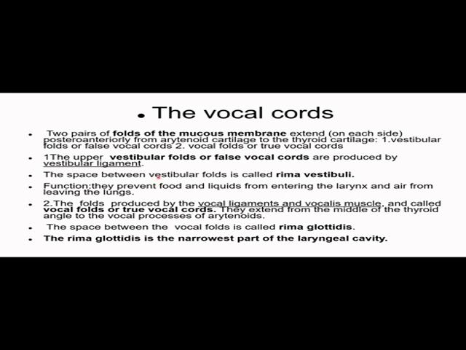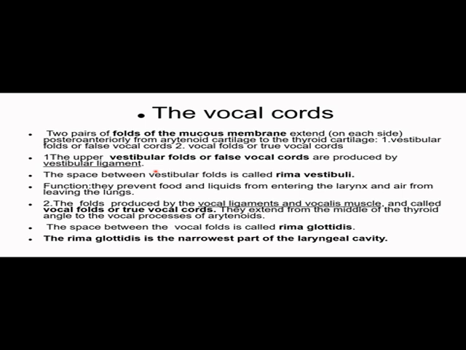Let's go ahead. Now what are vocal folds or vocal cords? Vocal cords are two pairs of folds of mucous membrane which extend posteroanteriorly. From where to where? From the arytenoid cartilage to the thyroid cartilage. Which are these two folds? The names of these folds are the vestibular folds or false vocal cords, and the vocal folds or true vocal cords.